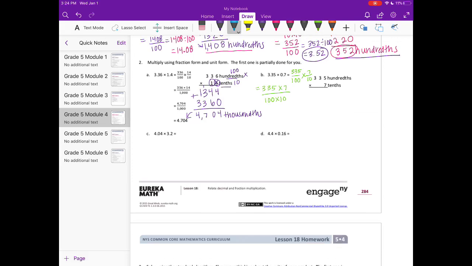7 times 5 is 35. Carry the 3. 7 times 3 is 21. Plus 3 is 24. Carry the 2. 7 times 3 is 21. Plus 2 is 23. So we get 2,345. We had hundredths times tenths. So 100 times 10 is 1,000, or thousandths.